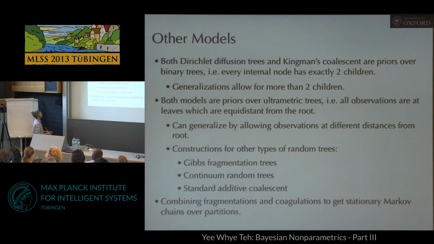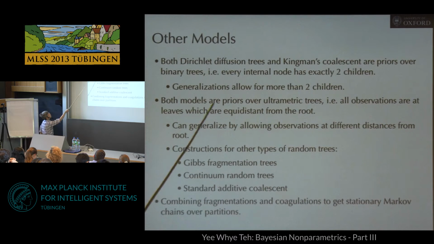Let me talk about a few other things. I've talked about Dirichlet diffusion trees, Kingman's coalescence, and also the continuous time limits of these. I'm sorry, these are already the continuous time limits. There are also the discrete time versions, which are the nested CRP and the Chinese restaurant franchise.